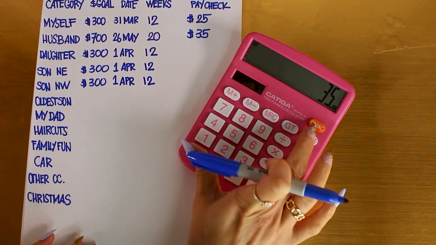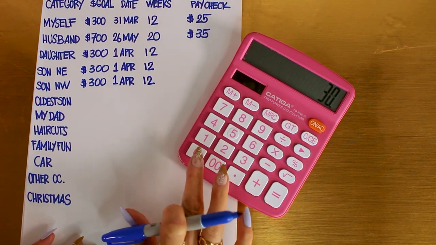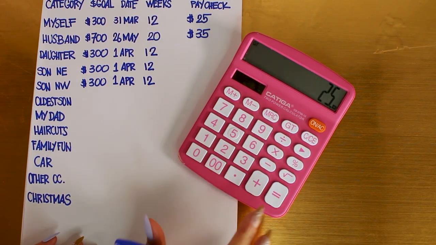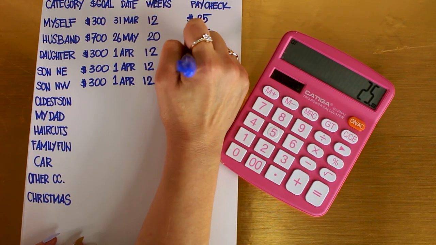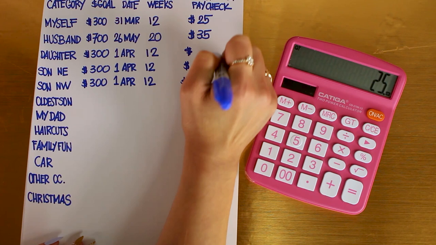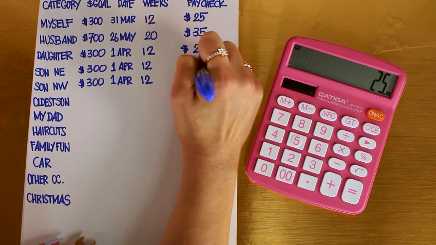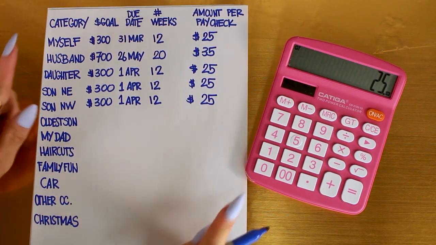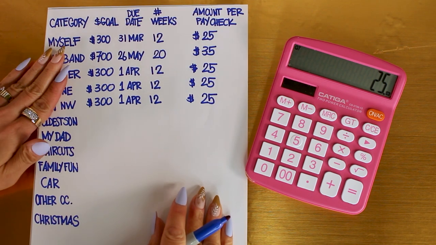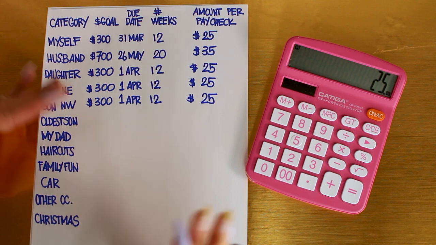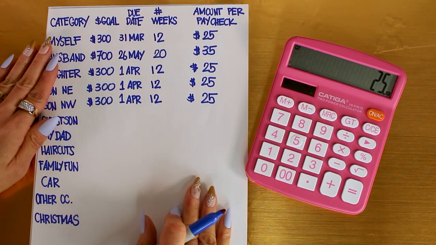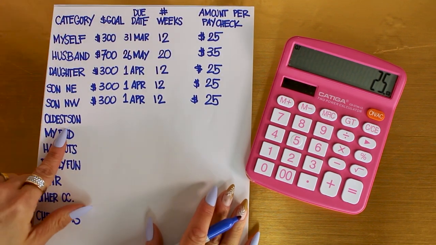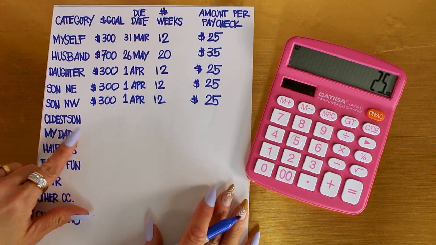Okay, you guys, so I'm going to take $300 and I'm going to divide that by 12 weeks, and that gives me $25 per pay period. Okay, after spring, I will reevaluate this, like what they may need throughout the months, and set a new budget for the next quarter. Now, let's go to our next category, which is my oldest son.